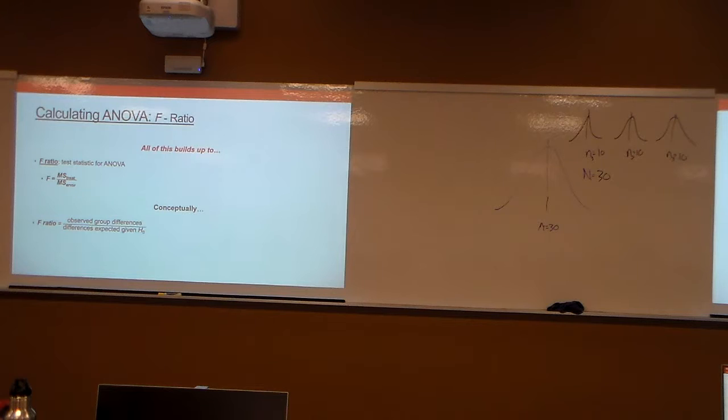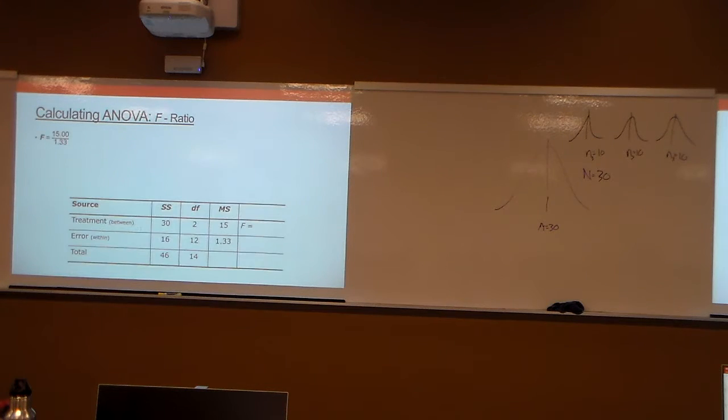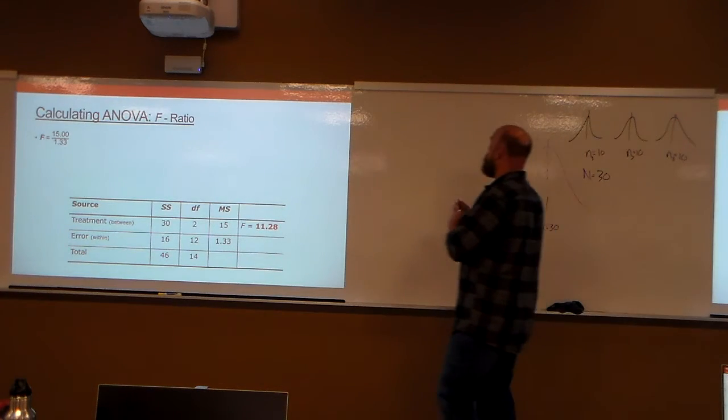And so again, conceptually, and I can't emphasize how important this is, think about this F ratio in terms of our observed differences over the differences that we would expect under the null hypothesis. If what we're seeing in these data starts to far exceed what we would expect due to just random variability, due to sampling error and things along these lines, what we're going to get is an F ratio that's getting larger and larger and larger. We're getting more and more likely to reject the null hypothesis here. So here, we've got 15 divided by 1.33 gives us an F statistic of 11.28.